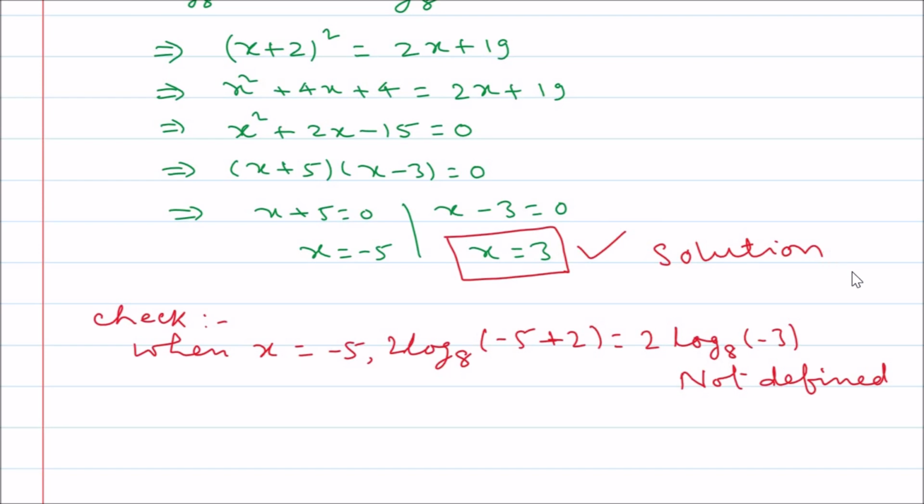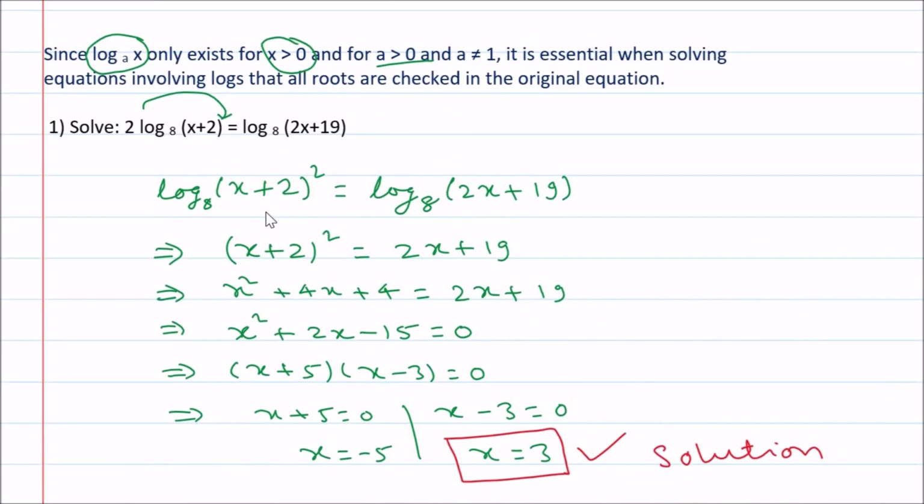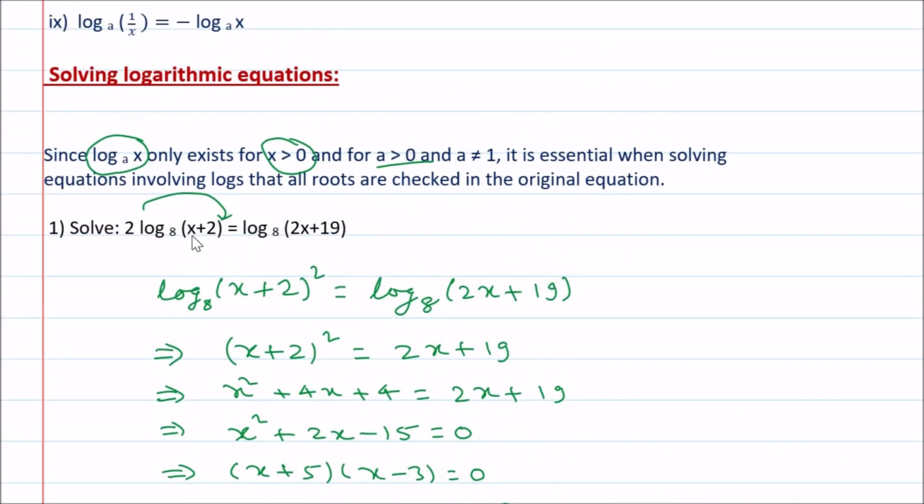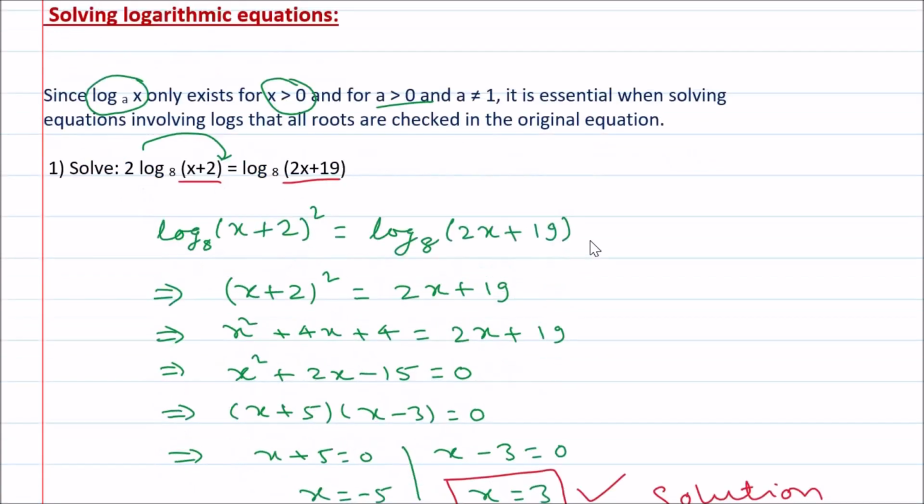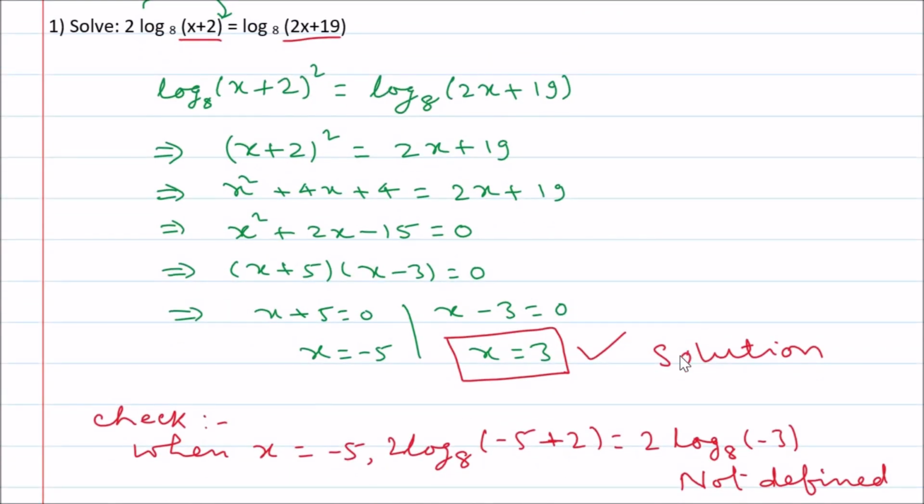Now we can check for 3 also to confirm. If we put here in the first bracket x = 3, we get 3 plus 2, that is 5, and in the other bracket 3 times 6 plus 19, that is 25. So on both sides we got positive arguments. In one bracket we are getting 5, in the other bracket we are getting 25. So they are both defined. So x equal to 3 is the solution, not x equal to minus 5.